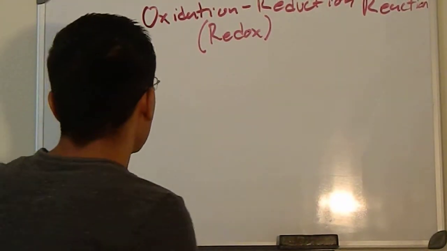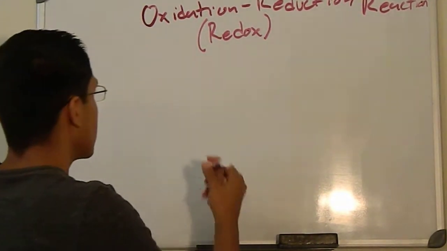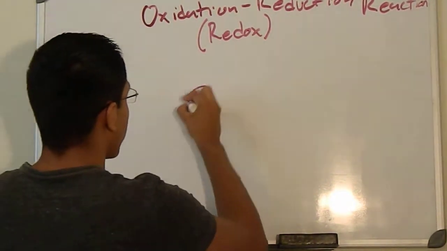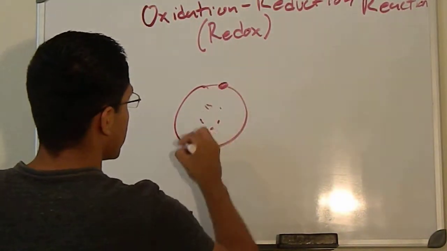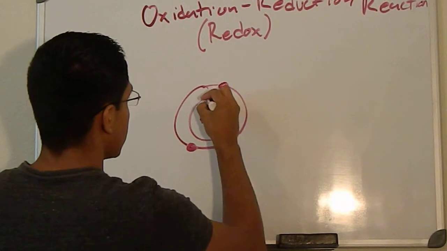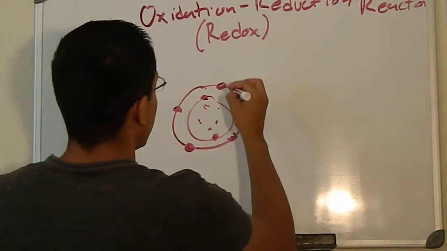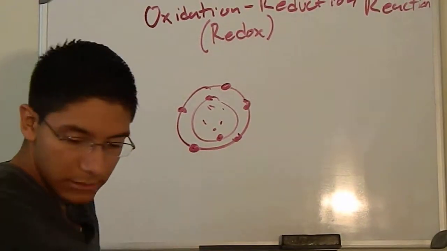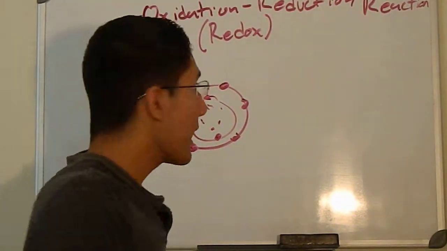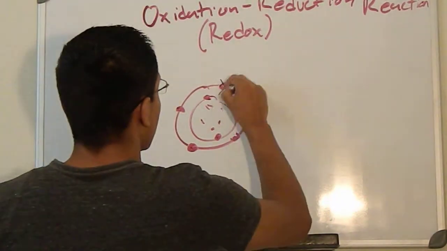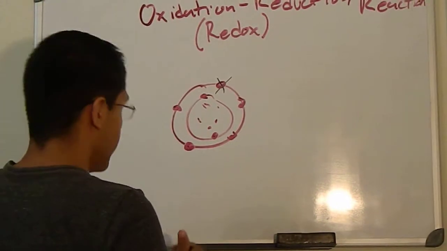So, some terminology, or actually some basic concepts, I think would be better. Say we have our atom, and we have our dots, and we have our electrons. If an electron is lost, an electron is ripped off, then that is called oxidation. Okay, it lost an electron.